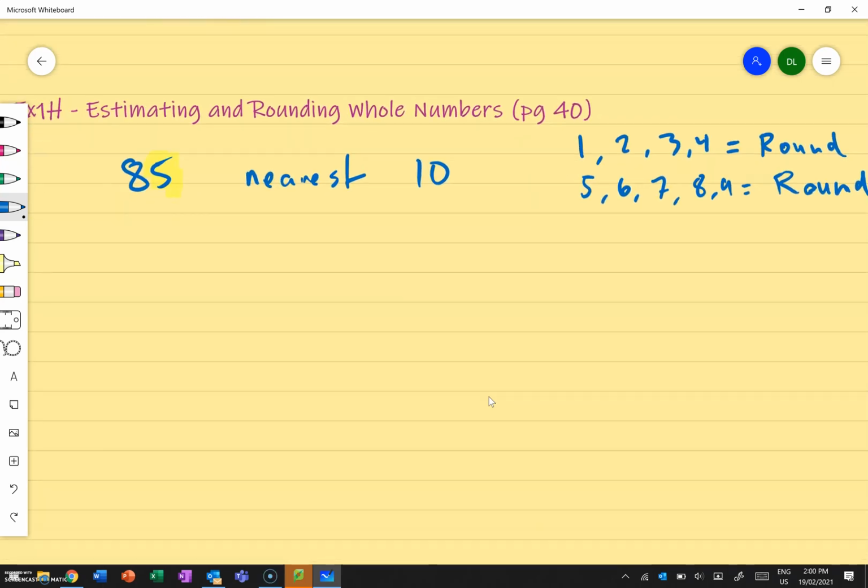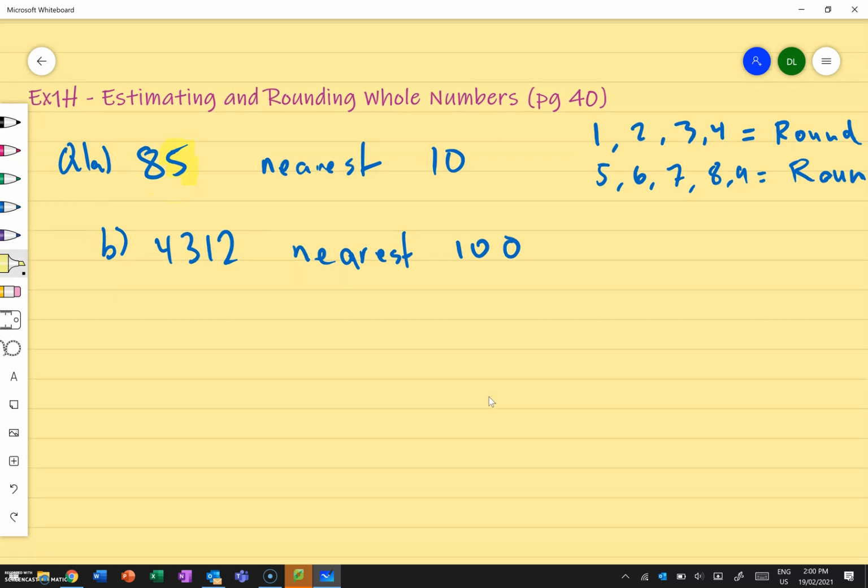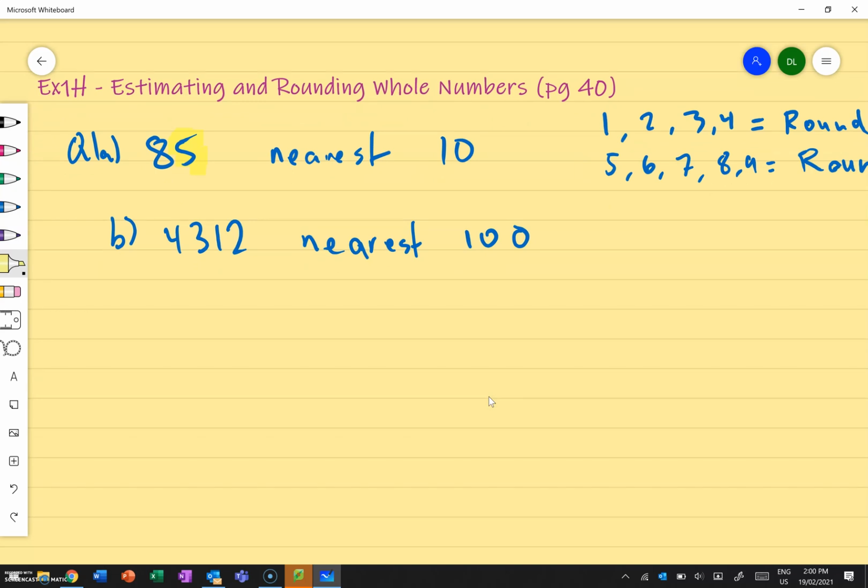What happens if you need to round to the nearest 100? So let's say that's question 1A. Let's look at question 1B, where I have 4,312, and I need to round it to the nearest 100. Nearest 100. Henry? Yeah, exactly right. So let's focus on what I need to round. It's to the nearest 100. So what possible answers could I have, Taylor? Exactly right. I'm looking at moving the last 2 digits.